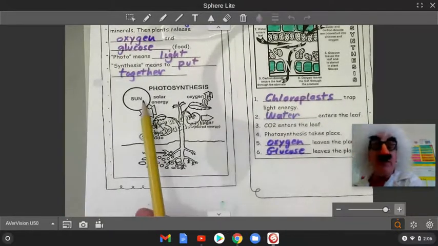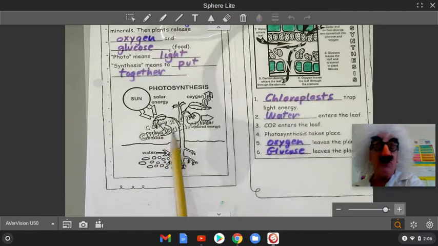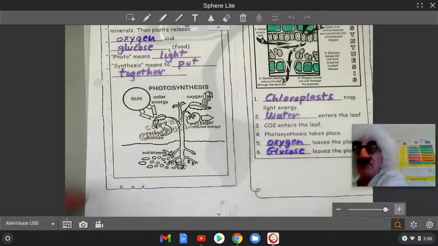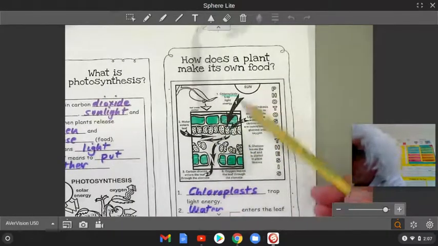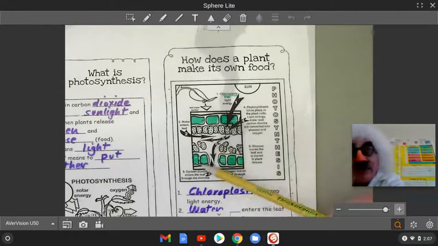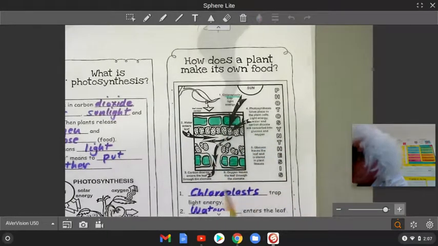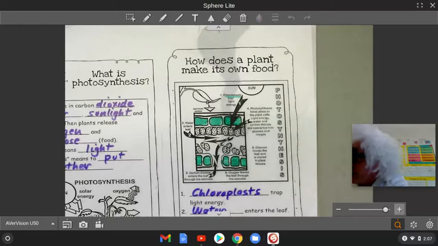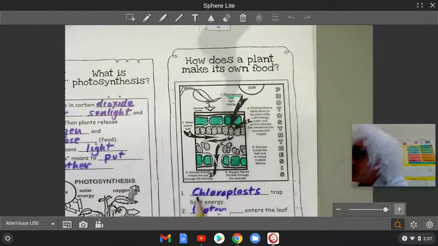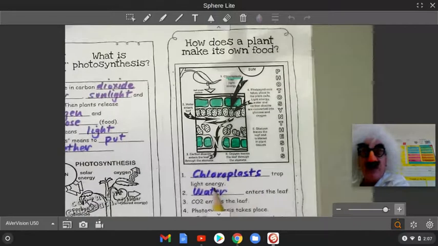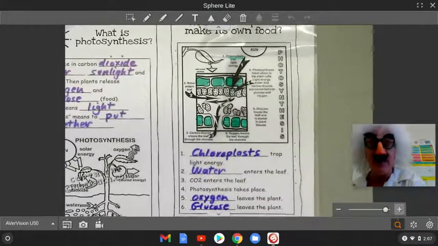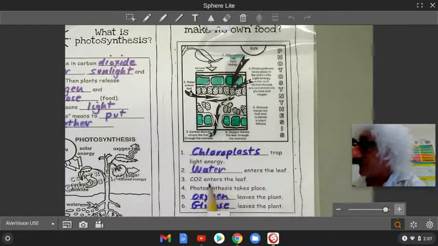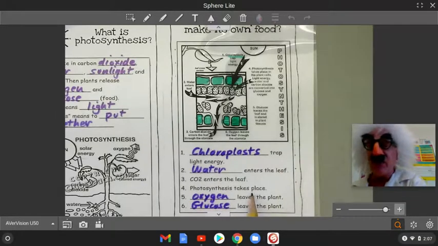Photosynthesis is bringing in the sun, the water, and the nutrients. And when the sun comes down, here's what happens, boys and girls. This is like a picture of a leaf. The sun's energy goes into the leaves, and it all mixes together to make something that the plant can use. So let's read it together. It says chloroplasts trap the light energy. So when the sun comes in, chloroplasts trap the sunlight energy. Okay, then water enters the leaf, carbon dioxide enters the leaf, and photosynthesis takes place.